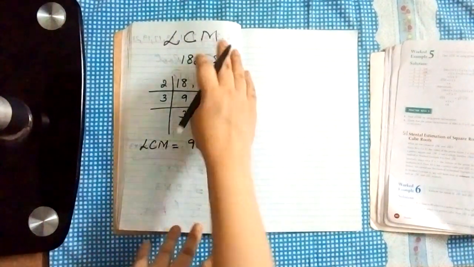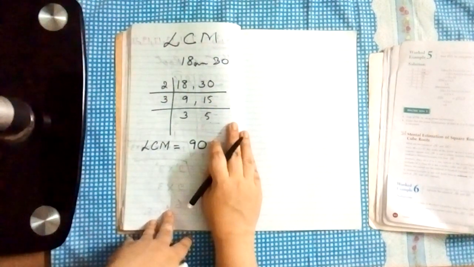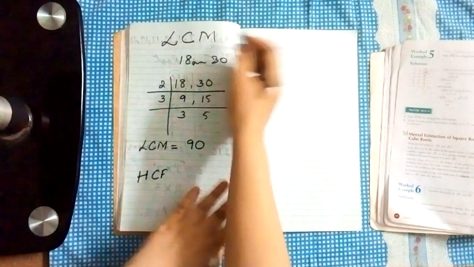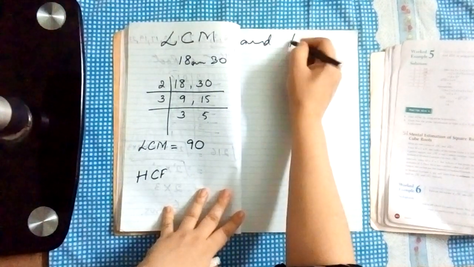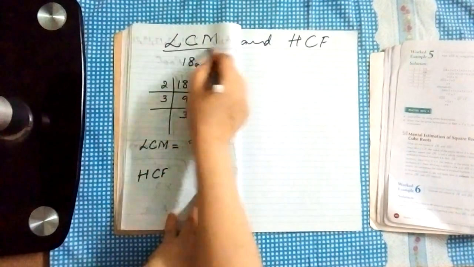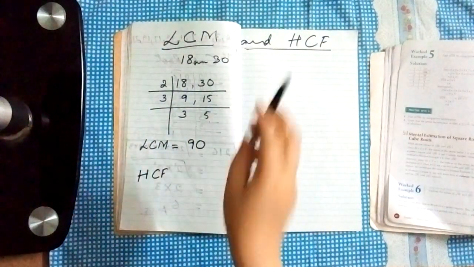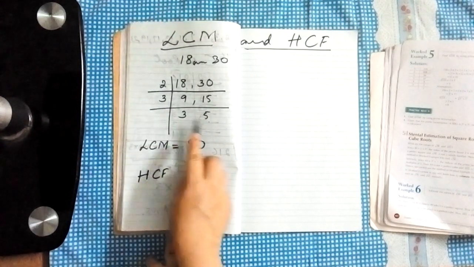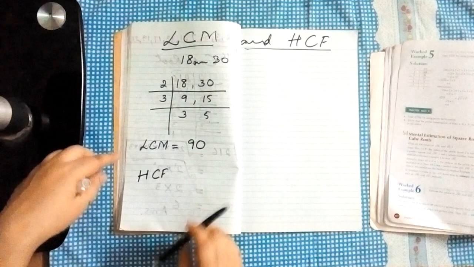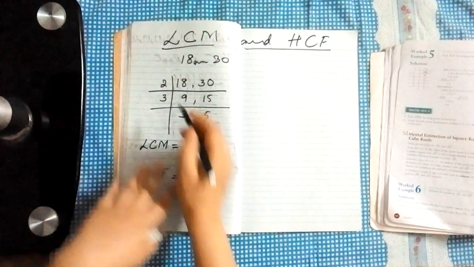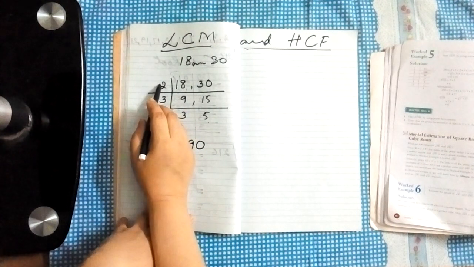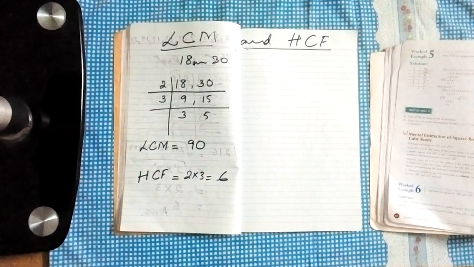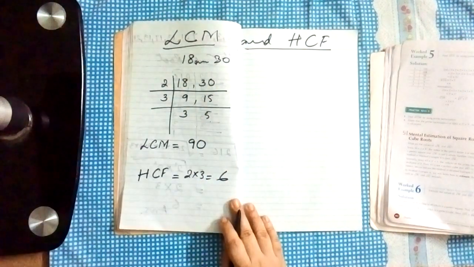Now finding the HCF of the same, finding the highest common factor. We are discussing LCM and HCF. To find the LCM, we are going to multiply the common factors and the uncommon factors. But for HCF, we are going to multiply only the common factors, that are 2 and 3. 2 into 3 is equal to 6. 6 is the highest common factor of 18 and 30.